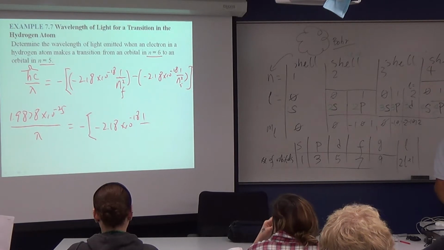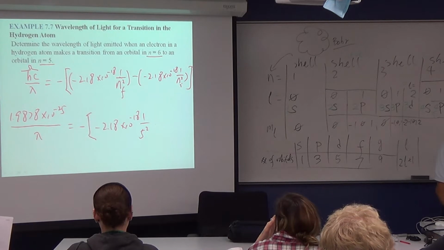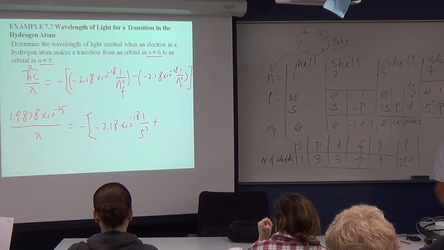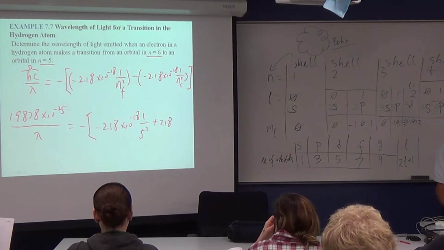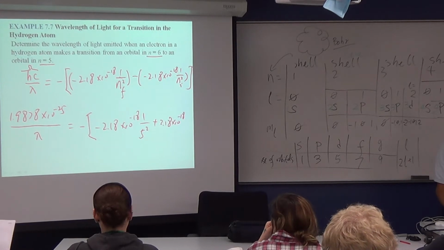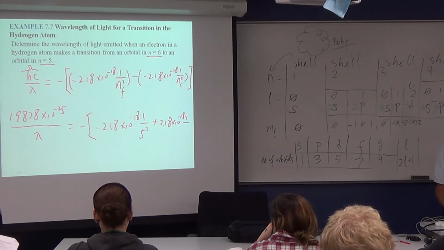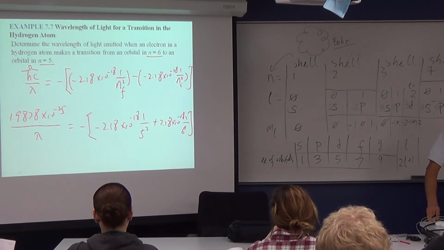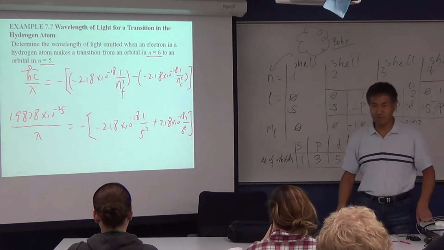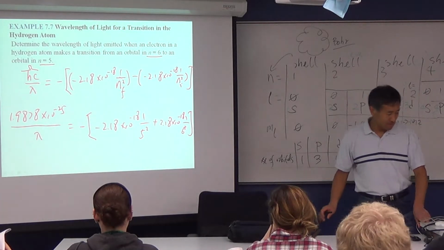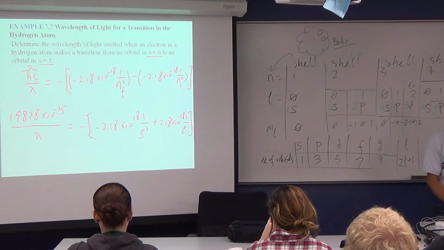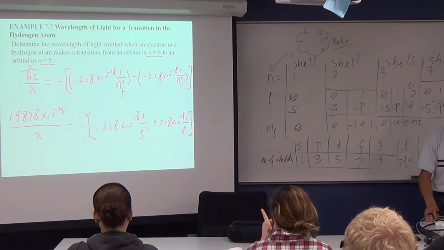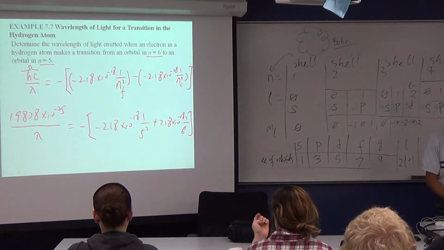What is our n final? 5 squared. Now here, I will just write plus. Where does the plus come from? Minus negative. And this is 6 squared. What do you think? Will you get a positive number or a negative number for the lambda? Positive number.